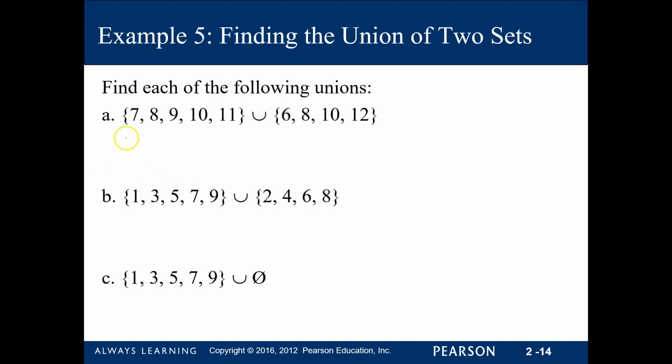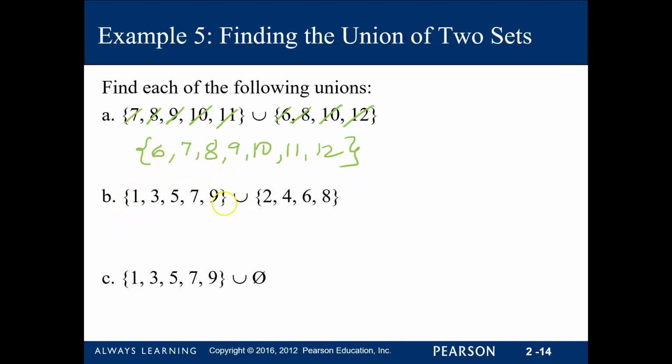Now, if there are common elements, remember we do not do repetition. That element is only counted one time. So if we combine these two sets, let's have it in order so it's easier. We start with 6. We got that. 7. We got 8; 8 only appears one time. We got 9. We got 10. 11. And then 12. So that is your union.